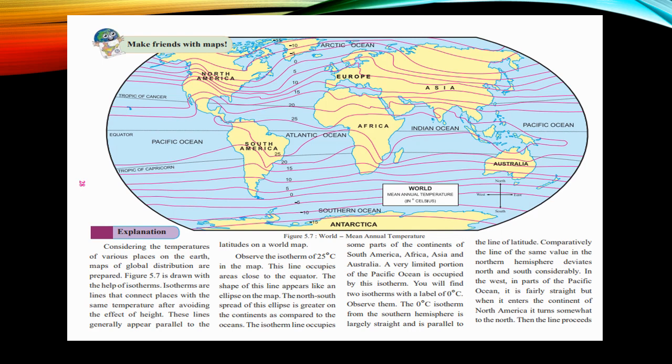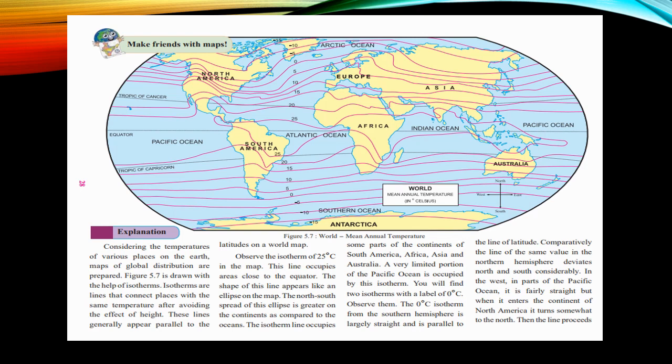Now you can see these lines. They are isotherms. On a map you can see the lines. This line connects the places of the same temperature, after avoiding the effect of height. These lines generally appear parallel. You can see these lines are parallel to the latitudes on a world map.